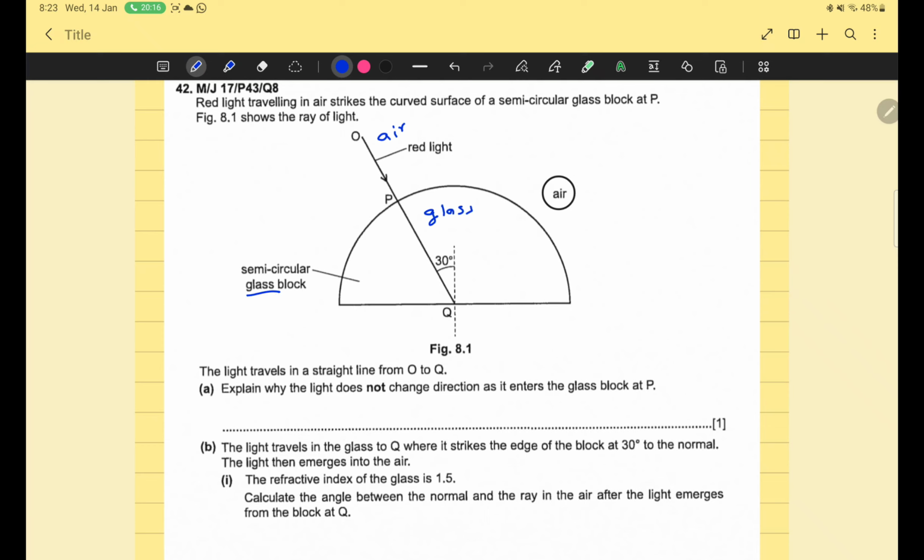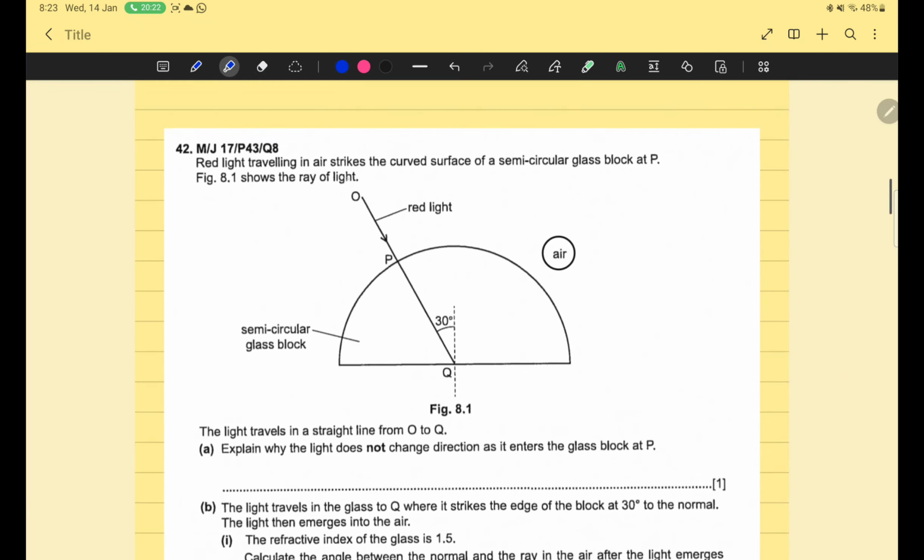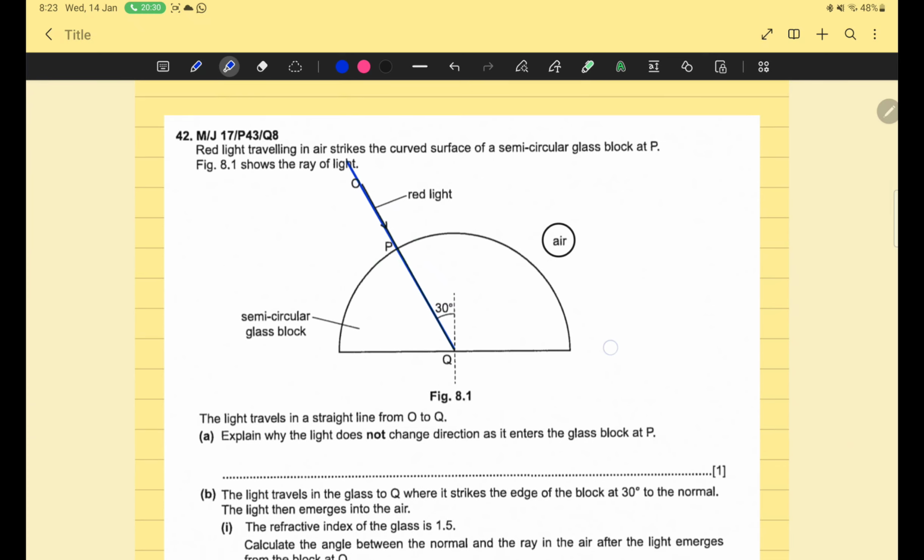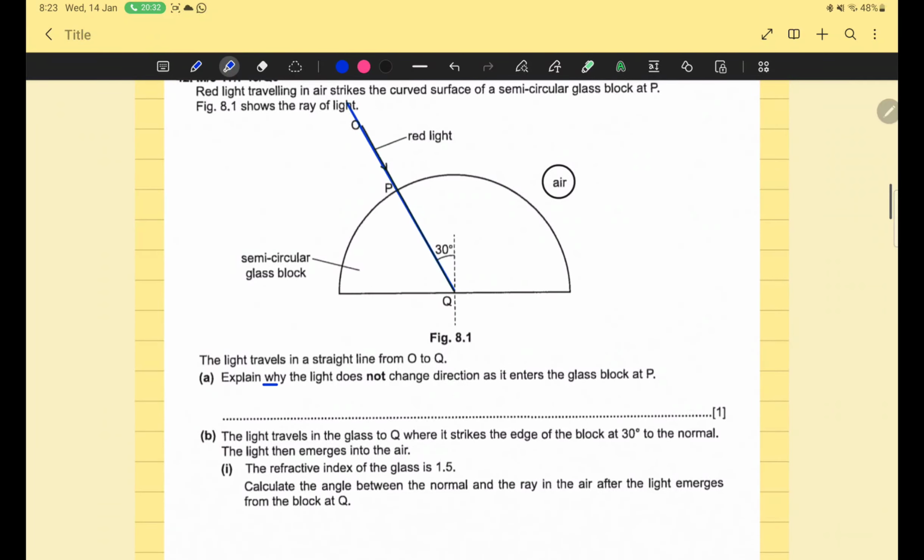I taught you when light changes medium, its path changes. But in this question, you can see the light ray is going straight. There is no change in path. And the question is, sir, why does the light not change direction as it enters the glass block at P?